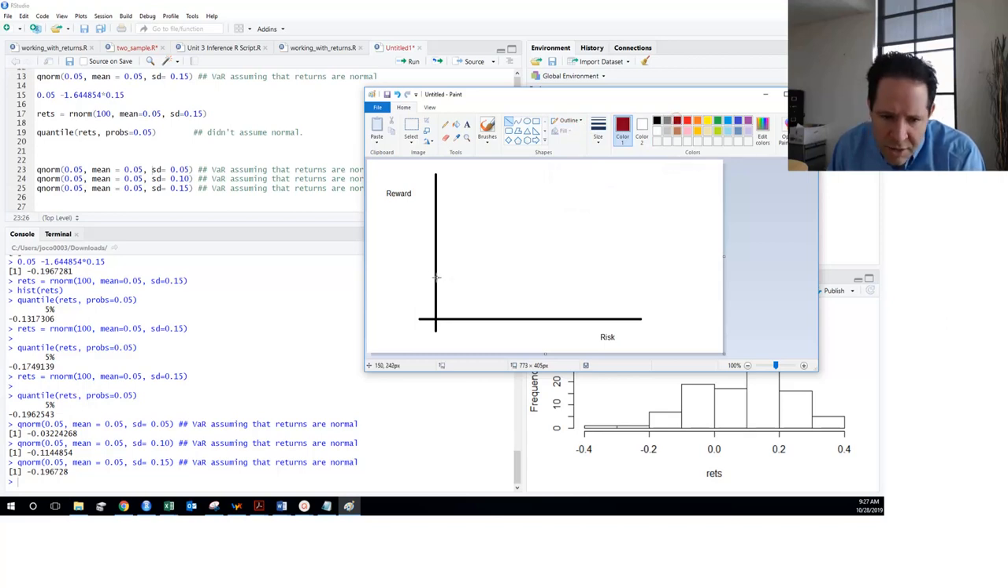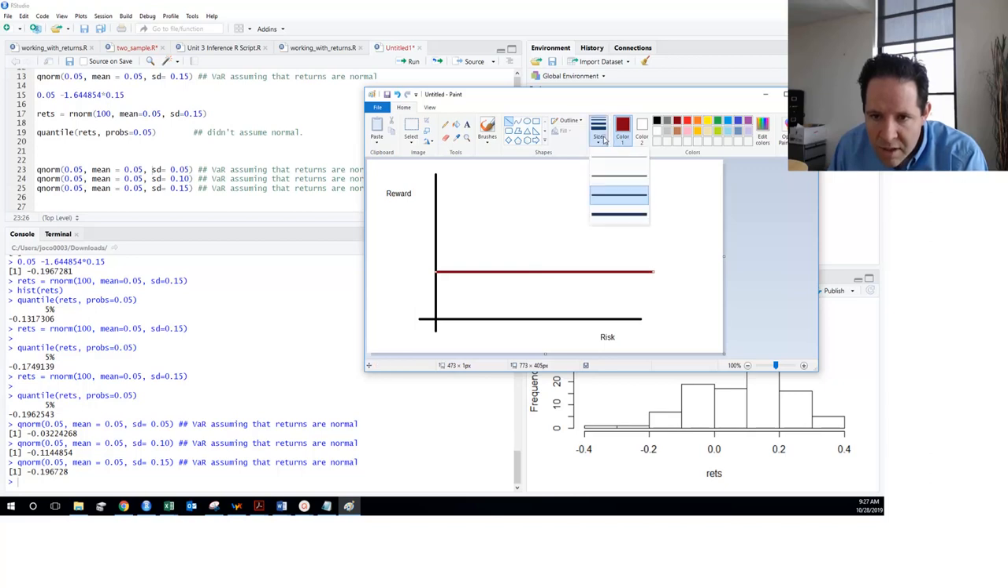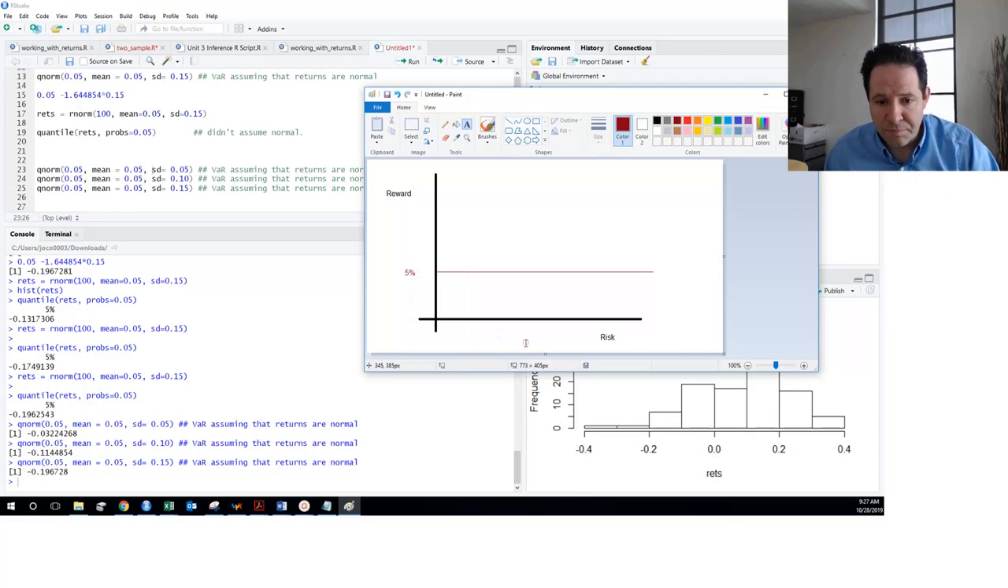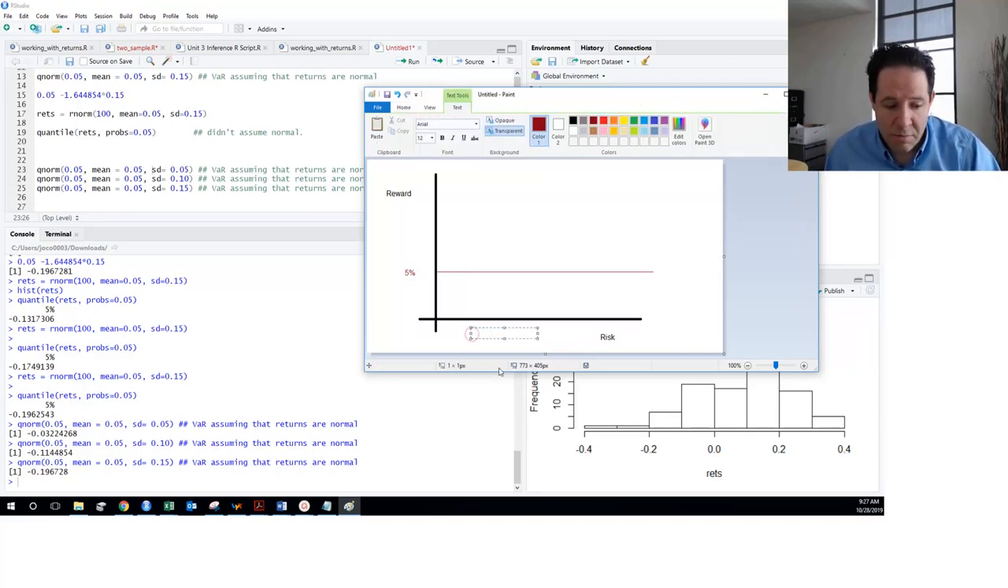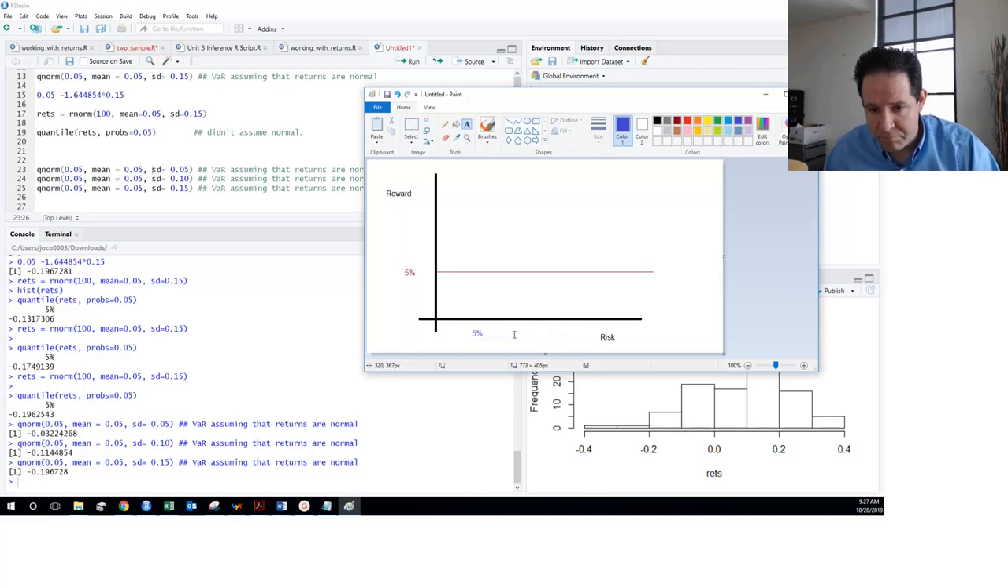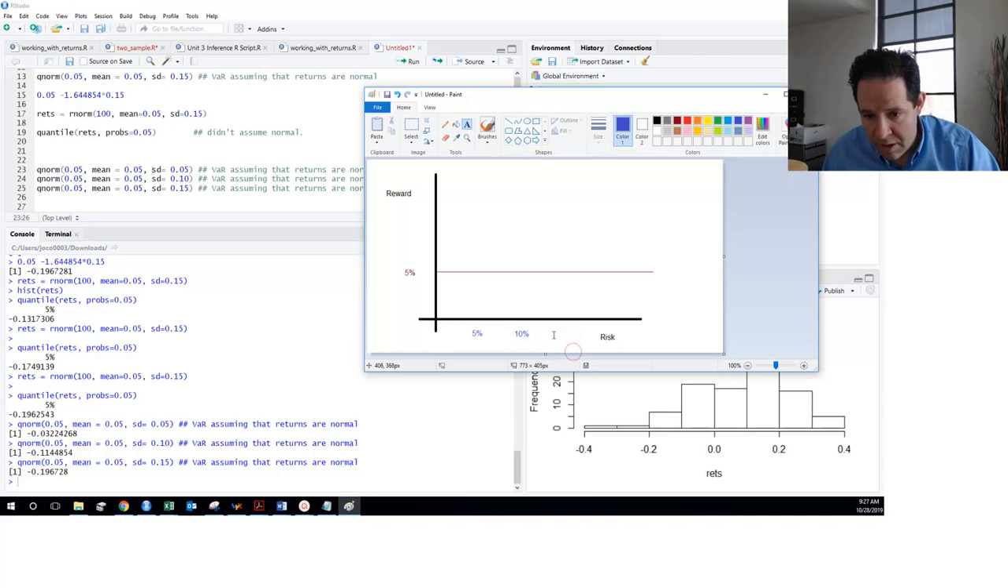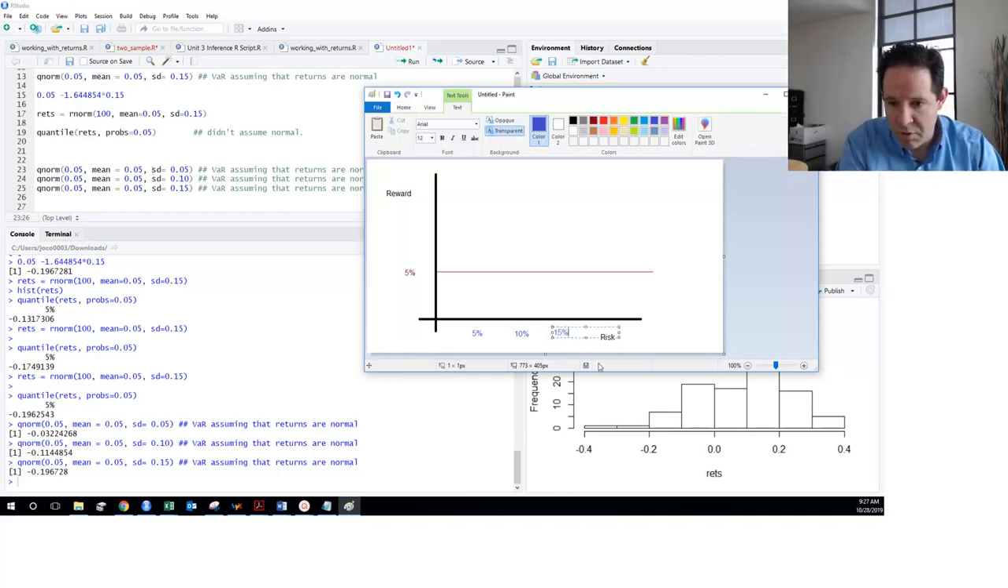So you can imagine, here's the reward. I'm going to make that thinner. So that's at 5%, which is true of all of these returns. And then you could imagine that risk could either be at, I'm going to do this in blue, 5%, at 10%, or at 15%.